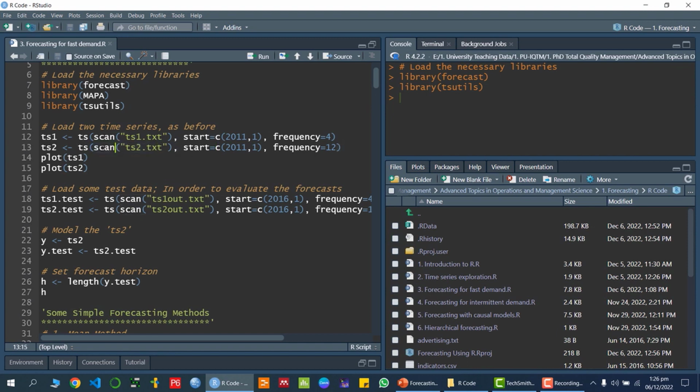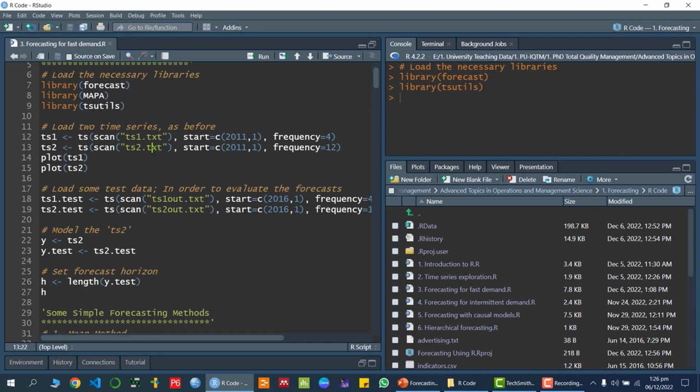How we can read it, that is with the help of scan function and then ts2.text. Because this text file is in that folder where I have created this project. So that's why I am just writing down scan and then the name of the file. If that file is not available in that particular folder, then you need to give the whole path of that particular file.